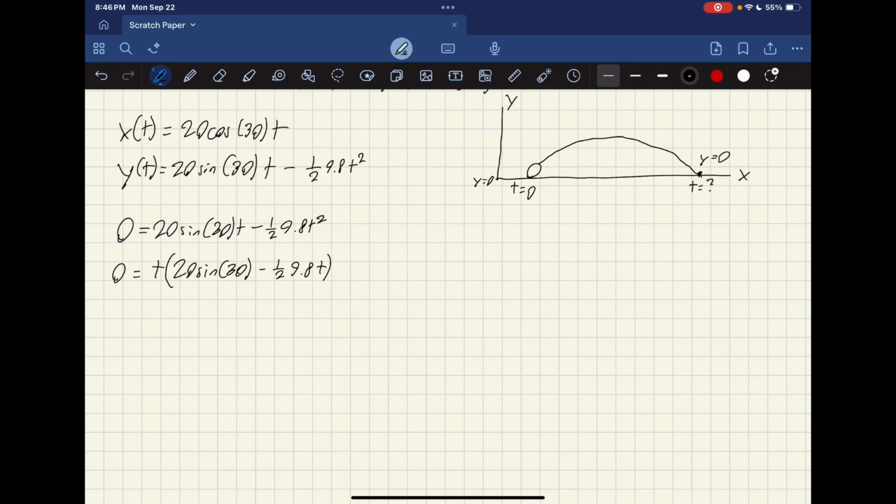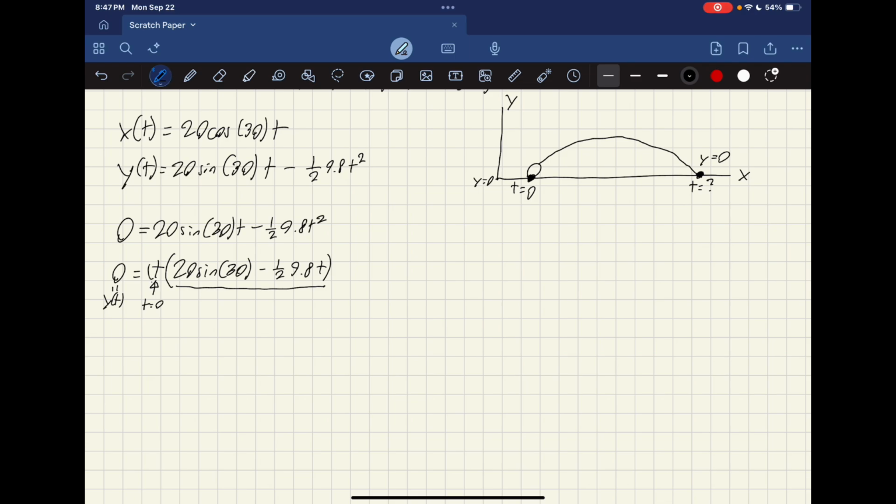And you can see that this gives us 2 values. Y of t equals 0 when t equals 0, and when this inside portion equals 0. This makes sense because we have a point right here where it equals 0 and a point right here where it equals 0. So we have 2 t values. We're interested in the final one.